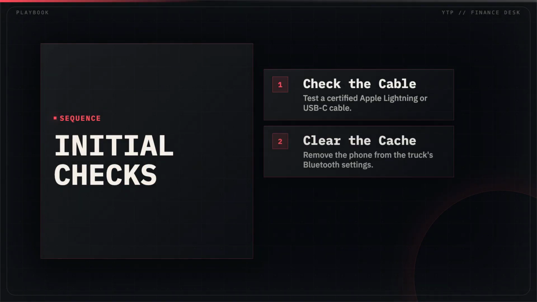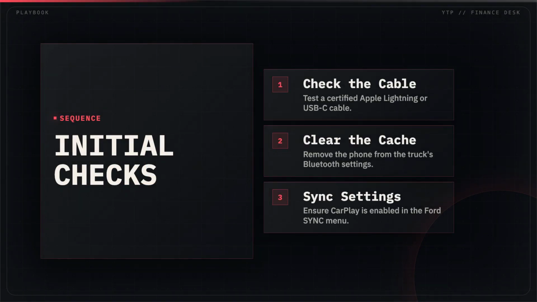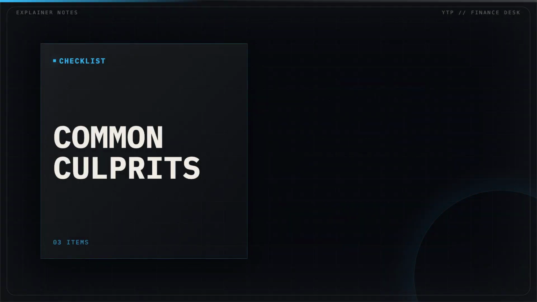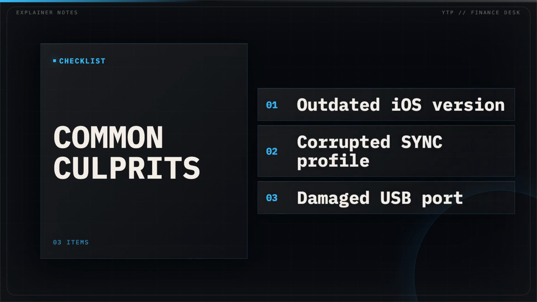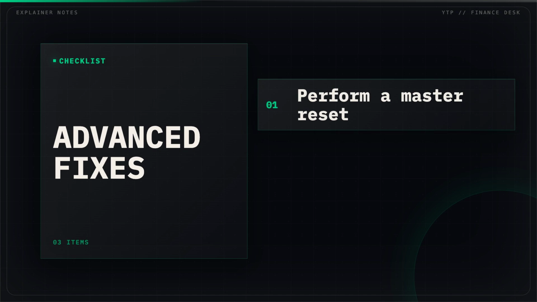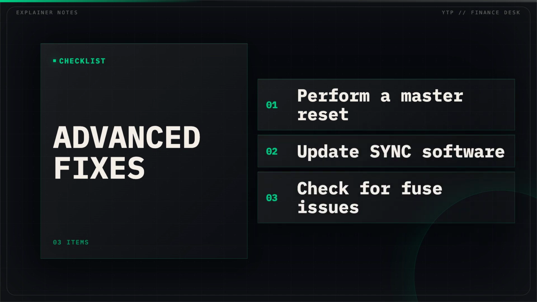Start by checking your cable, clearing old Bluetooth pairings, and ensuring CarPlay is enabled in your sync settings. The most common culprits are an outdated phone operating system or a corrupted profile in your truck's infotainment system. If those fail, try performing a master reset of the sync system or checking for available software updates from Ford.